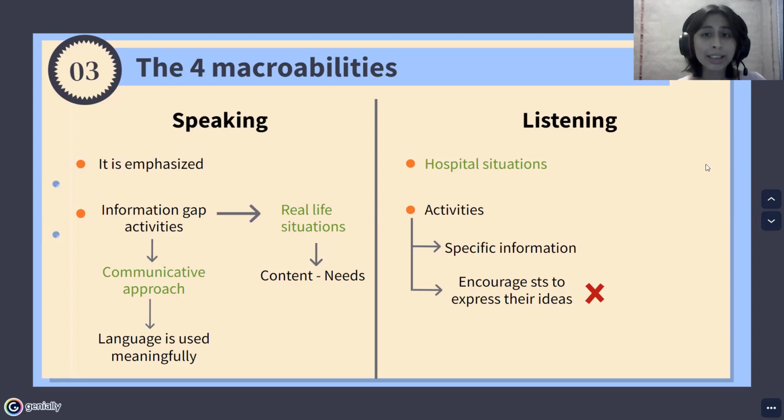As regards listening, the audios contain different hospital situations in which we can find doctors, nurses, patients, and patients' families. And the activities are really similar to the reading activities. They are focused on specific bits of information. There is no understanding of the text as a whole. These are controlled activities, and students are not encouraged to express their ideas.